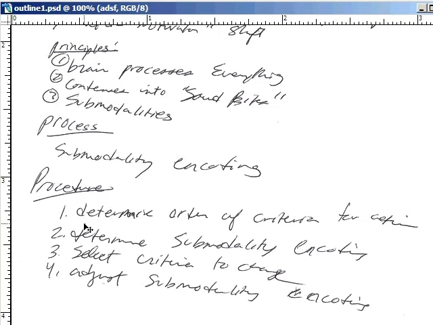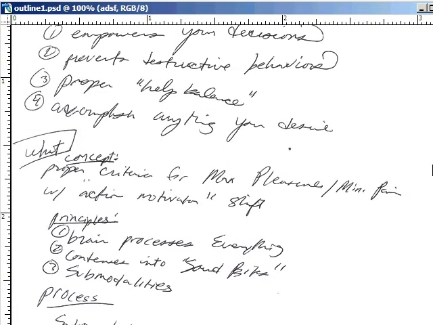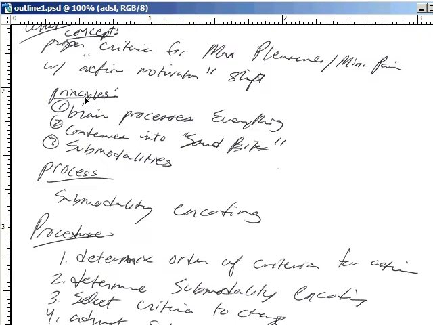So then the procedure for doing this is simple. Determine order of criteria for action, determine submodality encoding, select criteria to change, then adjust submodality encoding. So what I've done here in the what section is I gave the concept the one sentence pitch, and you'll see exactly how I flesh that out when I show you the example from the book. And then the principles that make this concept true are there. The process, the overall big picture before we get into the exercise is here, and then this is exactly how you do it here.